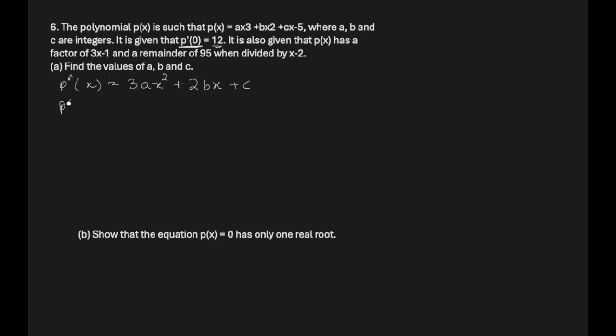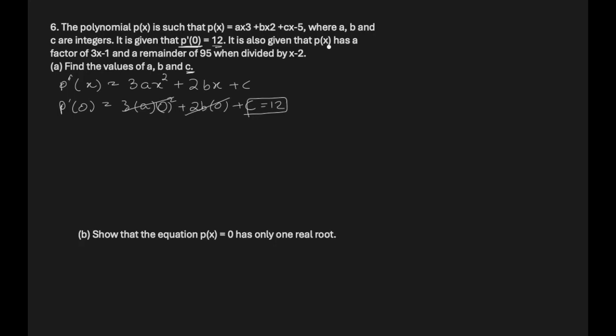Now they said that p prime 0 is 3a 0 square plus 2b 0 plus c, which is equal to 12. This is what we got from this line. This is 0, so gone, 0 multiplied gone, so c is equal to 12. We got c. Okay. What else have they given?